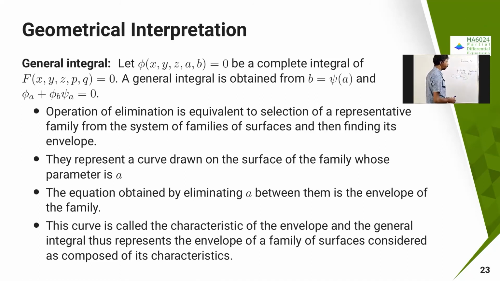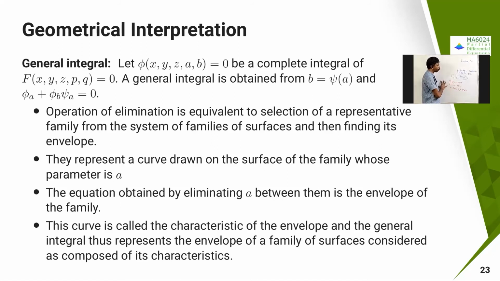So if we solve the general integral, the geometric interpretation is as follows. You have an equation phi of x, y, z, a, b equal to 0, which is a complete integral for the problem f of x, y, z, p, q equal to 0. The general solution we are going to obtain this way: b equal to psi of a, and phi_a plus phi_b times psi'(a) equal to 0. So here the operation you are going to do is elimination. You are going to eliminate that.